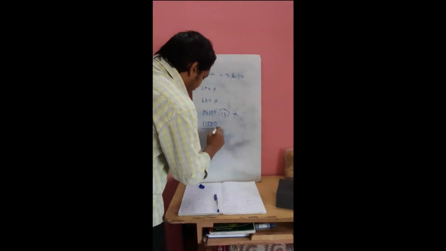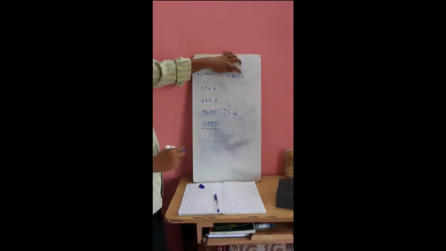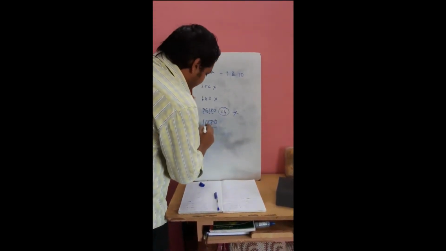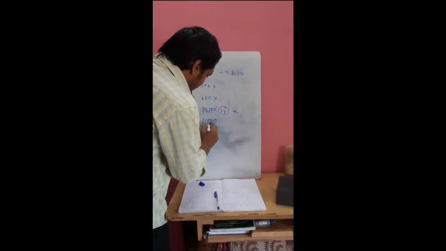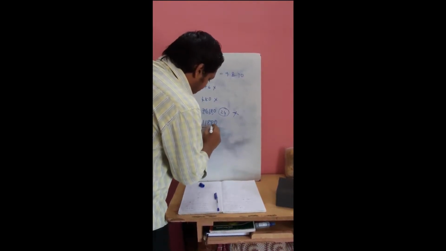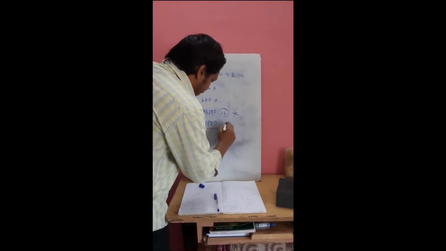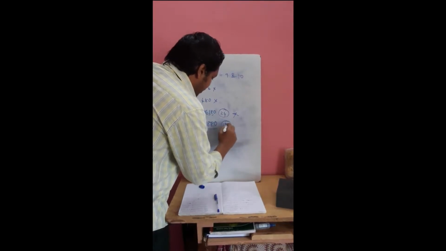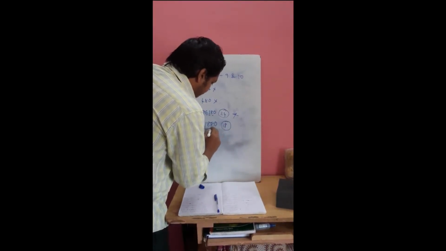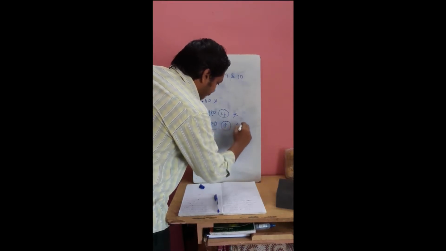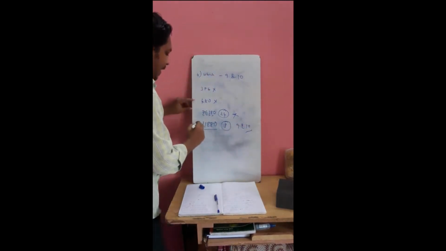Now let us take the number 11,880. 11,880 is divisible by 10. For 9 we have to find the digit sum. The digit sum is 1 plus 8 is equal to 9, 1 plus 8 is equal to 9, 9 plus 9 is equal to 18. Digit sum is 18, and hence 11,880 is divisible by 9 and 10. This is the right answer.